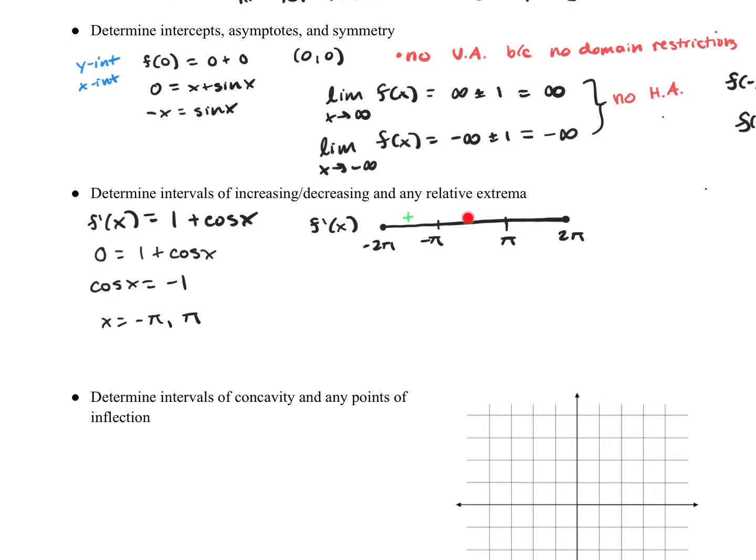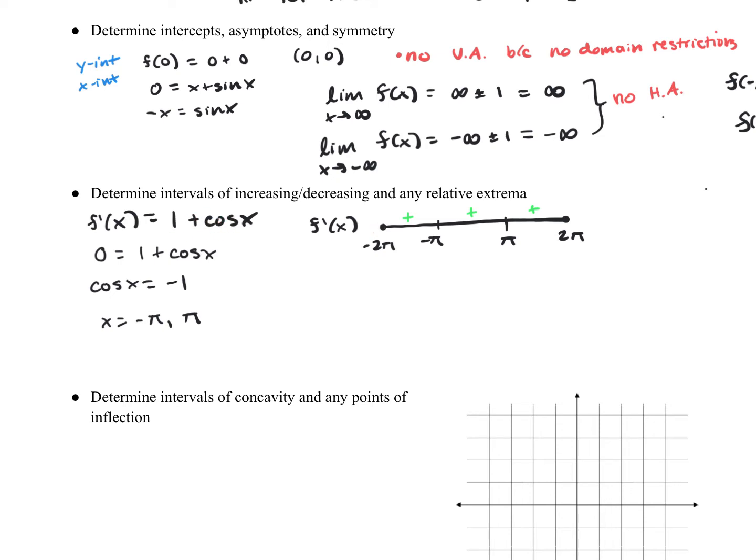Maybe if you plug in 0, we get 1 plus 1, so another positive, and we could do positive 3 pi over 2, and that gives us the same thing. Also, if you think about it, cosine will always give us a value between positive 1 and negative 1. So even when it's at its minimum, we're still adding 1. So the minimum value here is really 0. So it will actually never go below 0.